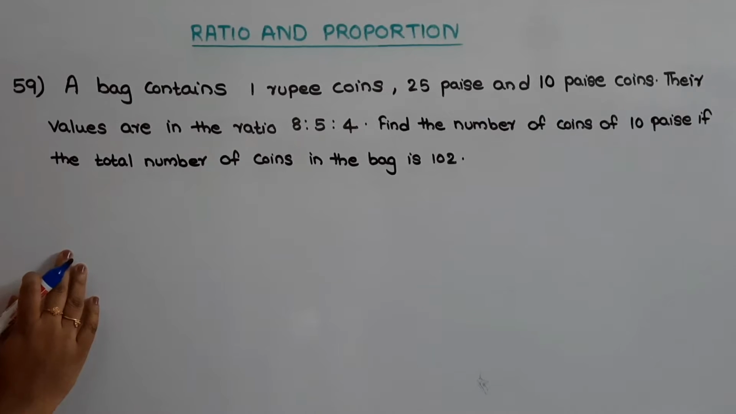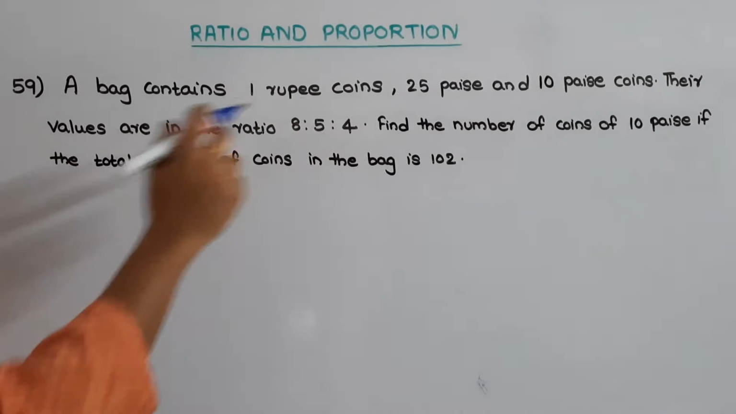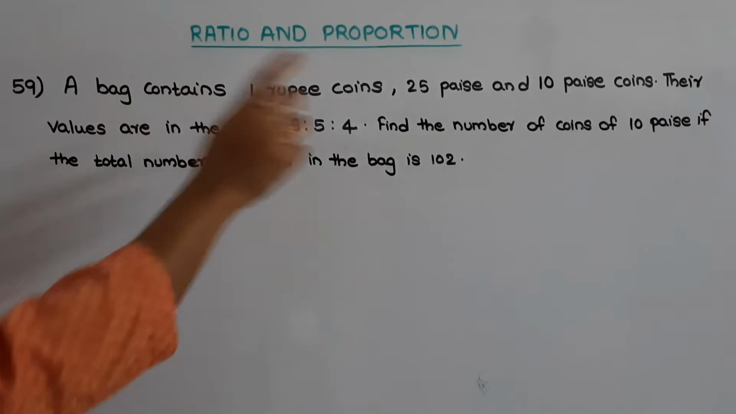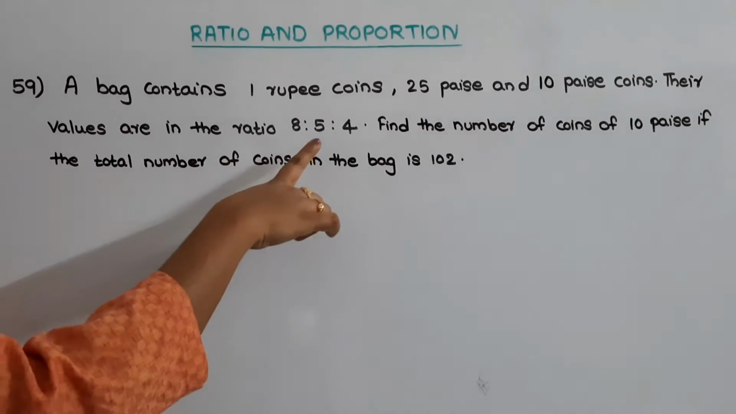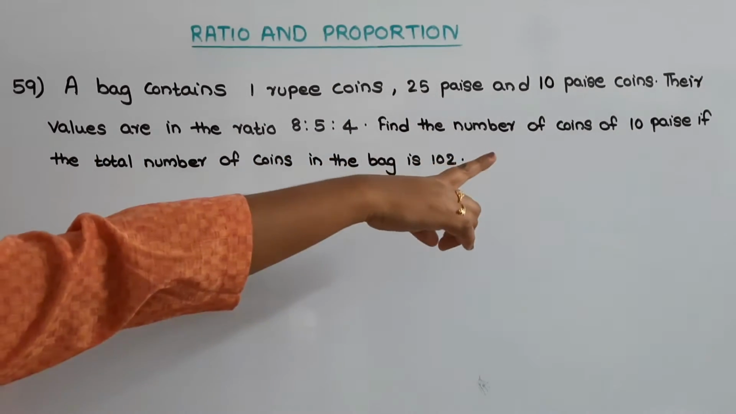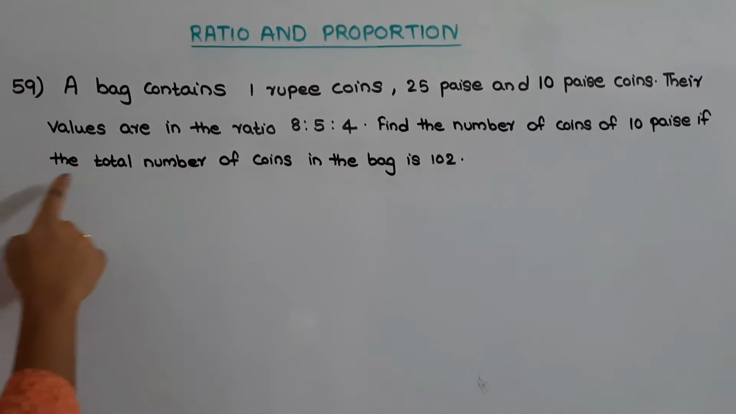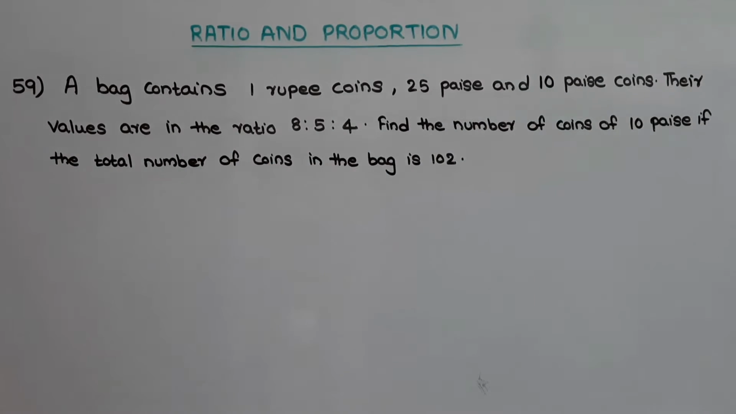The 59th question is: a bag contains 1 rupee coins, 25 paise and 10 paise coins. Their values are in the ratio 8:5:4. Find the number of coins of 10 paise if the total number of coins in the bag is 102.